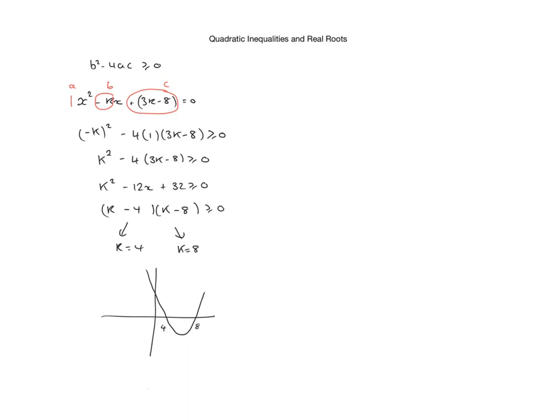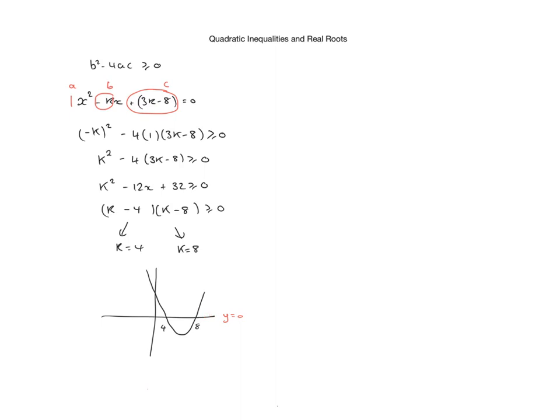We've been asked to show where this is greater than or equal to 0. Remember, this is your y equals 0 line, so we're looking above the line. Above the line is here and here. So anywhere to the left of 4, i.e. less than 4, or anywhere to the right of 8, i.e. greater than 8, means that we are always going to be above the y equals 0 line. So there's our two answers.